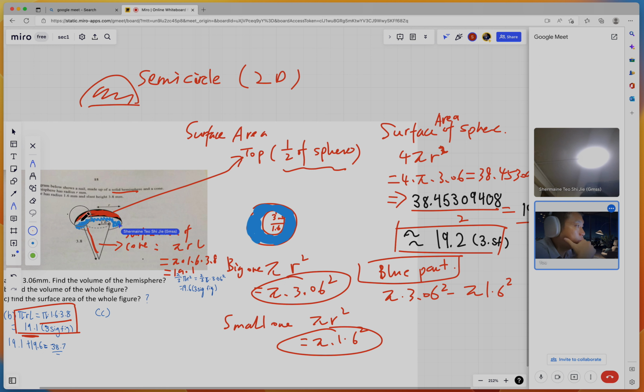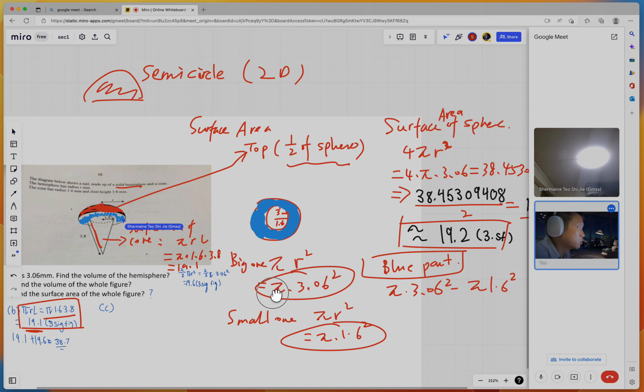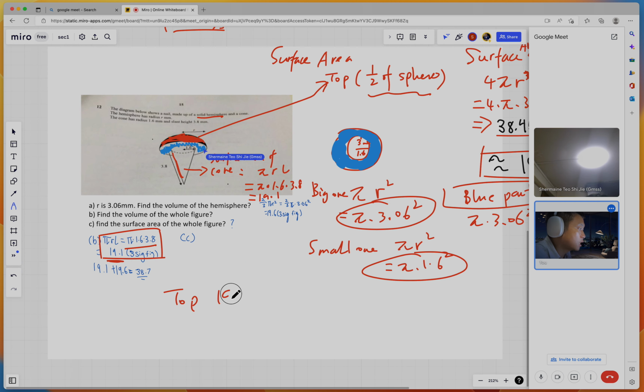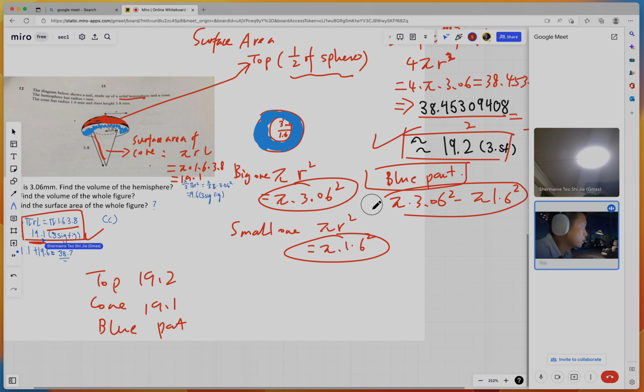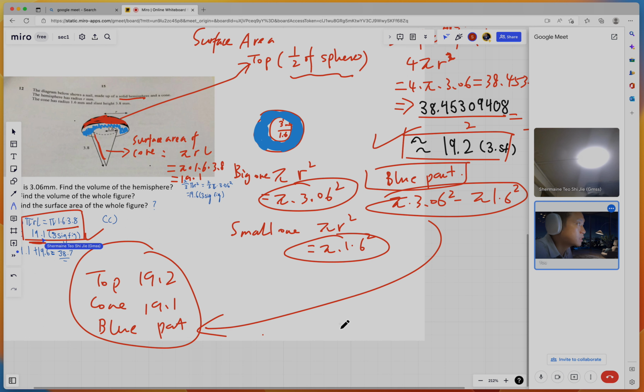Okay. So the top is here, which is this 19. So if I need to write down, top is 19.2, found by you over here. Then the cone is here, 19.1, right? Yeah. Okay. Then of course the blue part we have not finished yet, but we have the calculation here already. Then later you just add these three up. Does it make sense to you now?